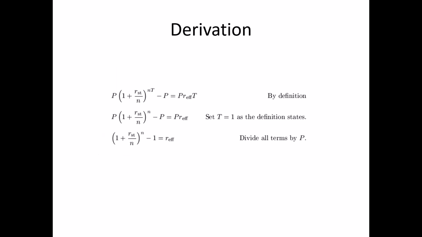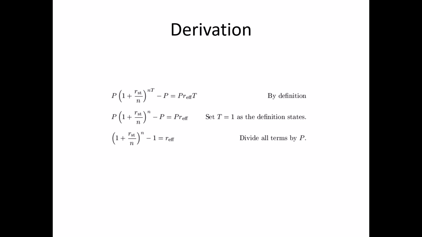Now, the derivation of this formula is that you take the quantity P times the quantity 1 plus R over N raised to the NT power, minus P. Now, remember, that is the amount of interest that you would earn from compounding interest. And you set that equal to P times the effective rate times T. That's the simple interest formula.